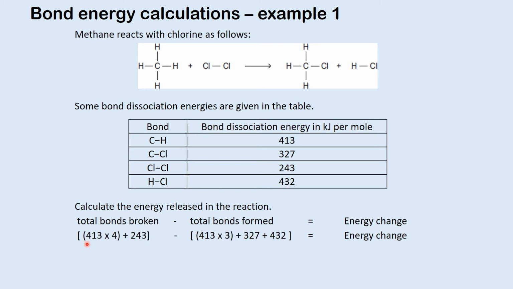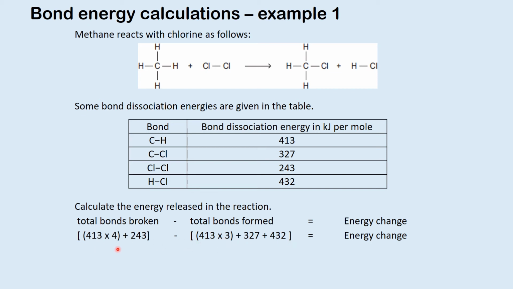So where's that come from? 413 times 4, there are 4 CH bonds. Add the Cl-Cl bond. Take away 413 times 3, that is because there are 3 CH bonds. Add the 327, that's CCl. Add 432, that's HCl. Right, be very careful with your calculators here. Notice you need brackets, so it's very easy to type in 413 times 3 and then not put your brackets in, so make sure you do that, otherwise you'll get into a mess. I would also say make sure you calculate the bonds broken and the bonds formed separately. Don't just tap it all into one massive sum.